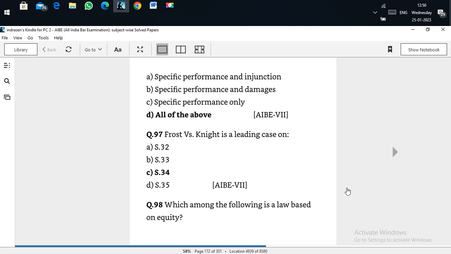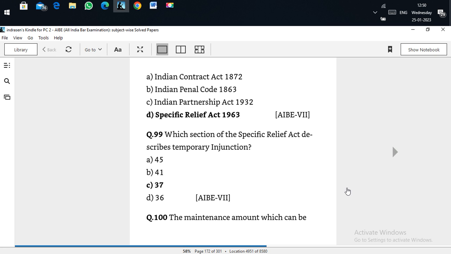Which among the following is a law based on equity? The Specific Relief Act 1963 is based on equity. Which section of the Specific Relief Act describes the temporary injunction? Section 37 describes the temporary injunction.